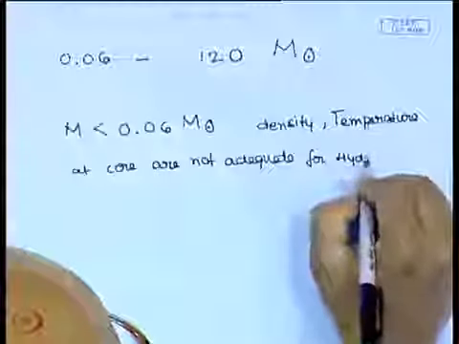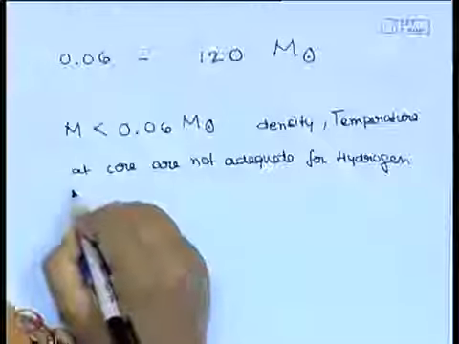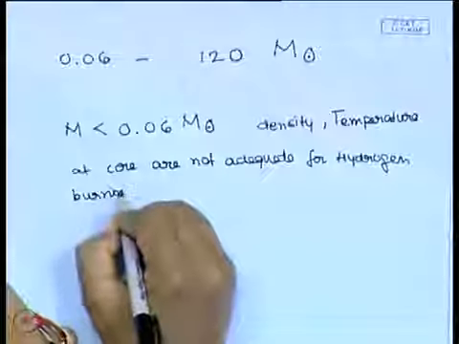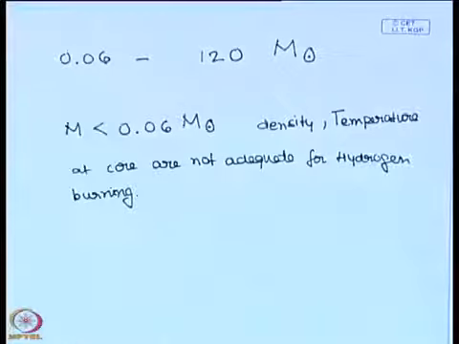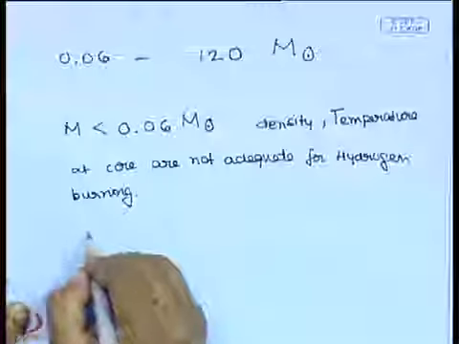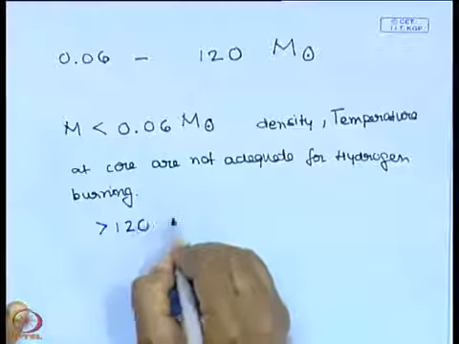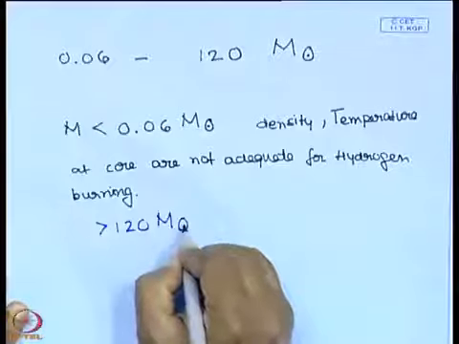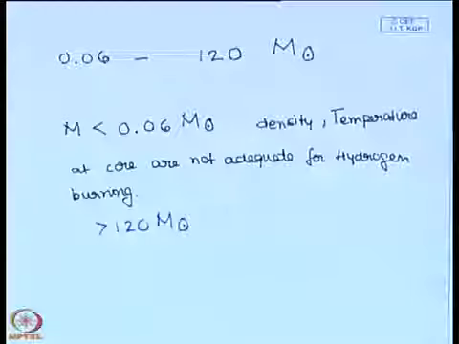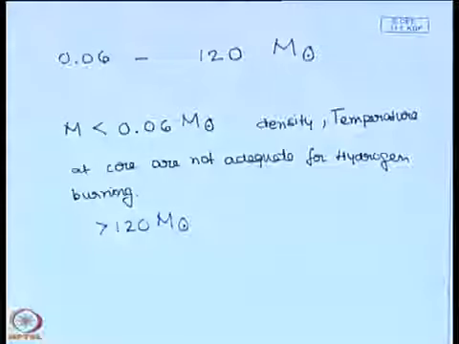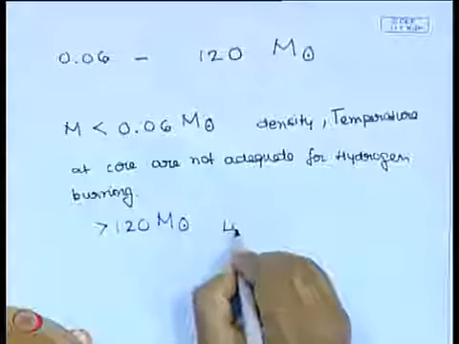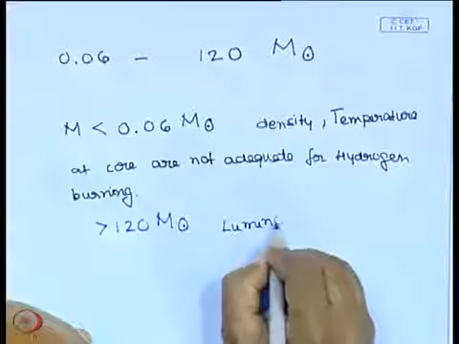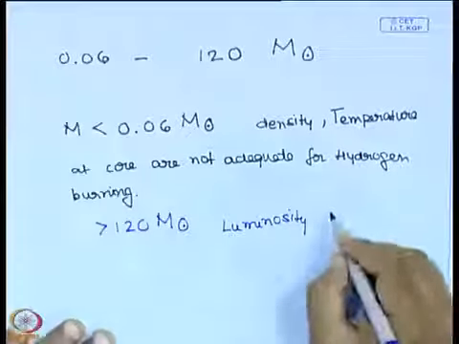So, if you have a mass smaller than this, the nuclear fusion process does not start off. That is the basic thing. So, you do not have a star. If you have a mass which is greater than 120 times the solar mass, then what happens is that the luminosity exceeds the Eddington luminosity.